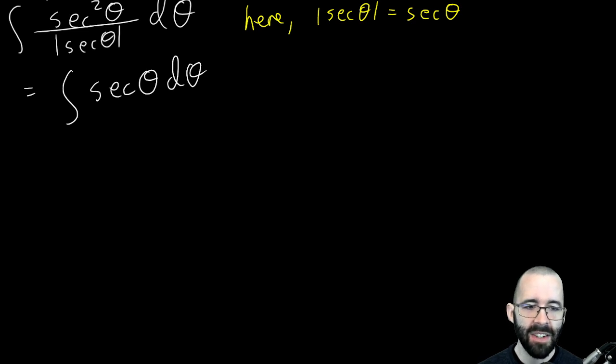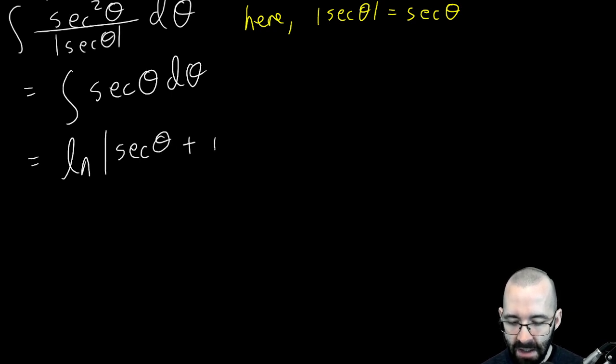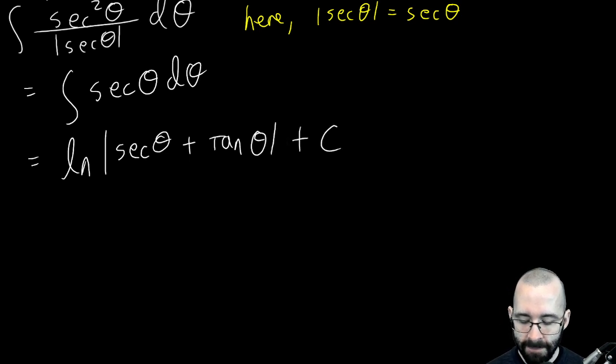Or maybe it wasn't in it. Maybe it's a u sub. I don't remember how we do this integral. Secant is 1 over cosine. Yeah, I want to say you do integration by parts. But what you're going to get is that it's the natural log of the absolute value of secant theta plus tangent theta plus c. Pretty sure. We'll check that at the end.